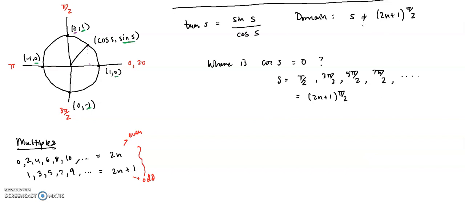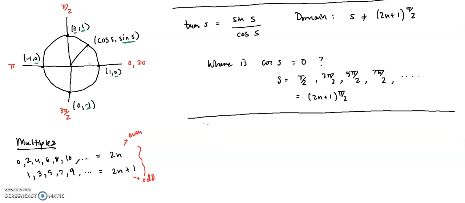Okay, so everything is okay except for 2n plus 1 times pi over 2, any odd multiple of pi over 2. All right, so if that makes sense, I'll tell you what, we'll do one of the other ones, because I'm going to run out of time on this video. We'll do one of the other ones and see if you can figure out the other ones on your own.